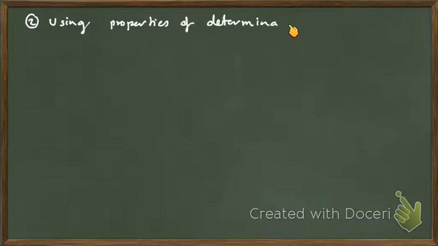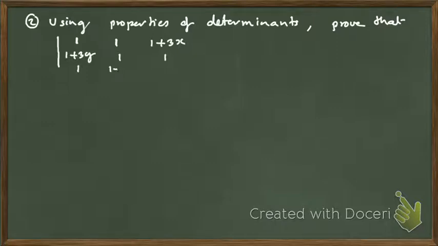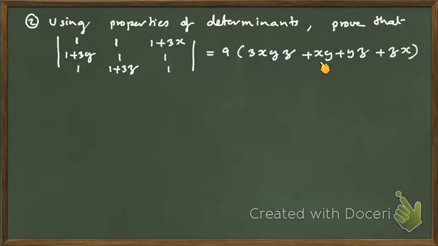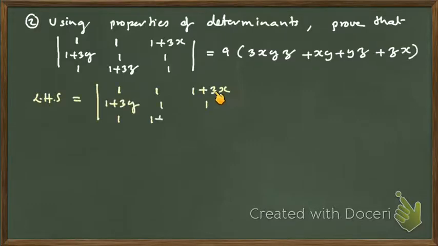Using properties of determinants, prove that, so I have a determinant here is equal to 9 times 3xyz plus xy plus yz plus zx. Okay, I'm going to copy the LHS and then I'll start analyzing the situation. So I copied the LHS, I copied the first row, the second row, the third row, and I start analyzing. I already see that I have 1, 1, just the third element, it's 1 plus 3x. So there is a small change, but I can see there is 1, 1, 1 coming.